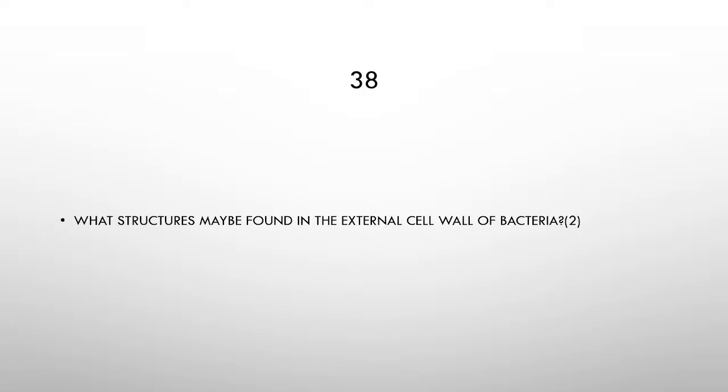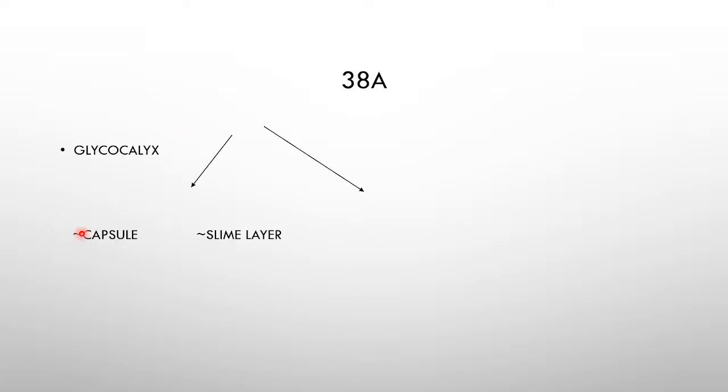Okay, now let's start with the structures. Structures that may be found in the external cell wall of the bacteria. This means that it's pointing outwards of the bacterial cell wall. It could either be a capsule or a slime layer. A slime layer is usually found in organisms that have a slimy layer.